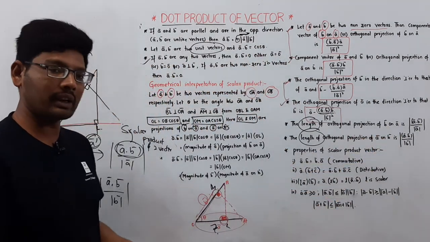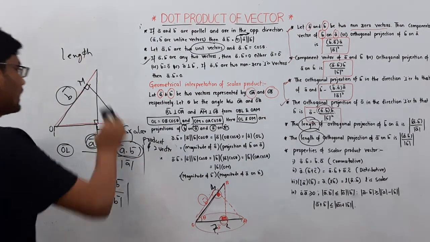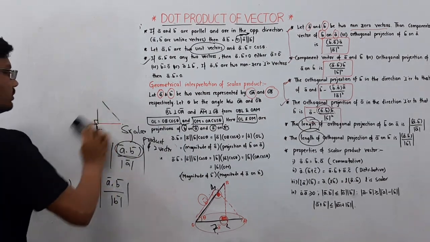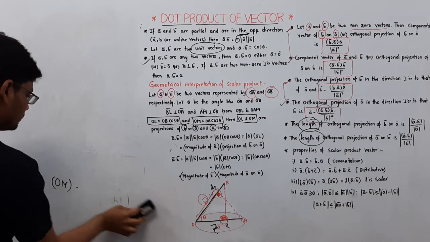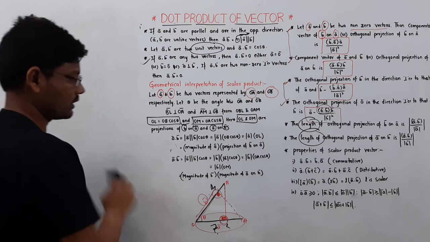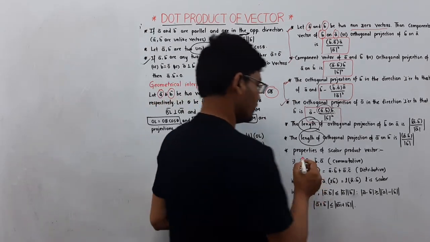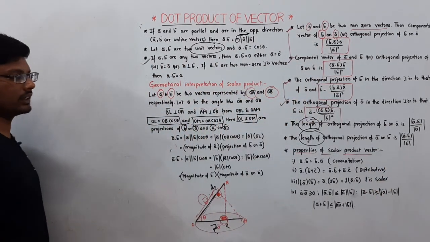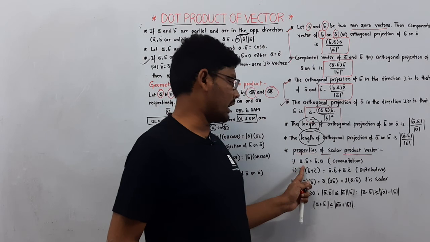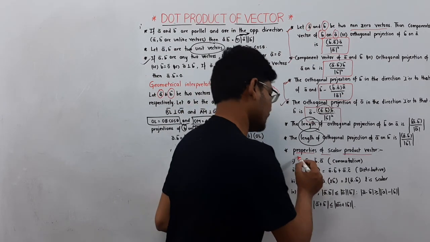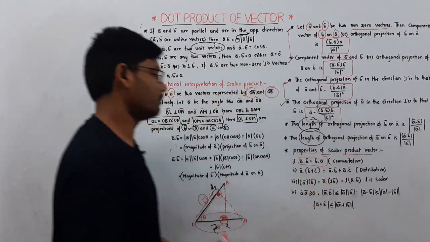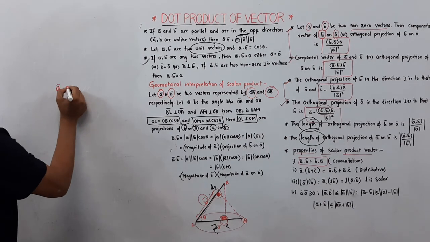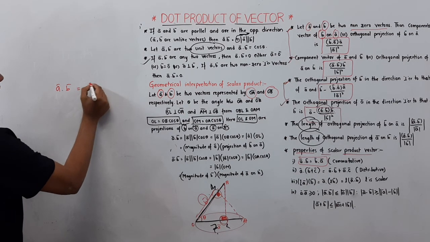Now, we have several properties of the scalar product of vectors. The first one is the commutative law: A bar dot B bar is equal to B bar dot A bar.